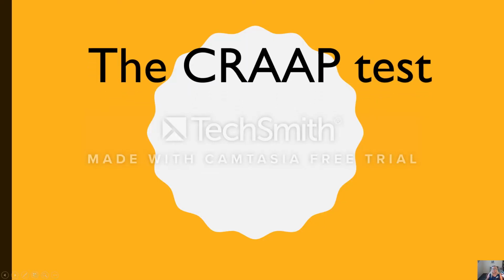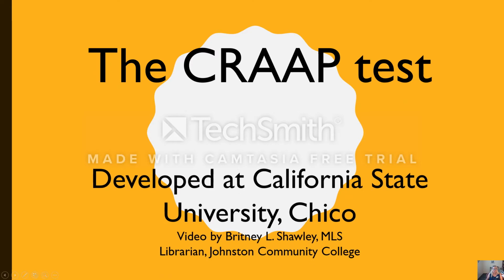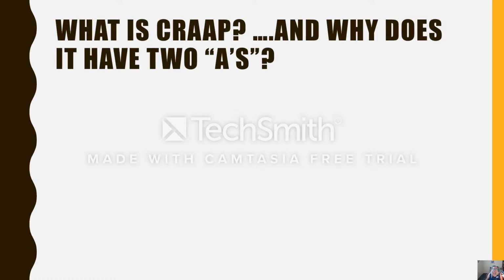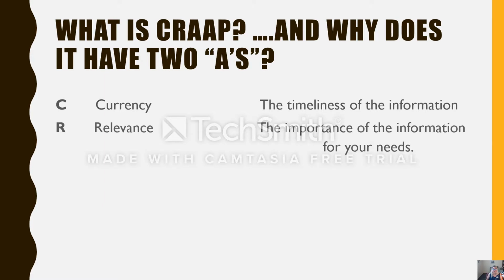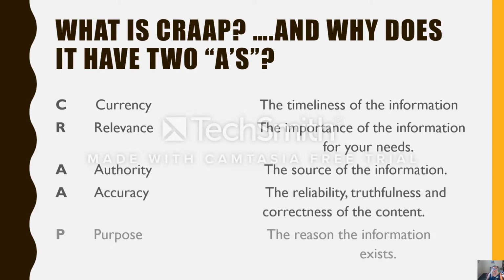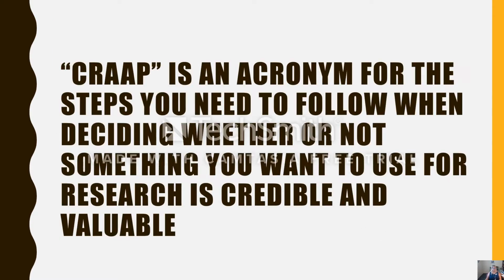Alright everyone, as promised we are going to be talking about the CRAAP test, and it's probably not anything that you have possibly ever heard of before, but it was developed at California State University. What is CRAAP and why does it have two A's? Well, it's an acronym. C stands for currency, R stands for relevance, A stands for authority, the second A stands for accuracy, and the P stands for purpose. Pretty much CRAAP is an acronym for the steps you need to follow when deciding whether or not you want to use something for research. So determining whether or not it's credible and it's going to be valuable to your purpose.